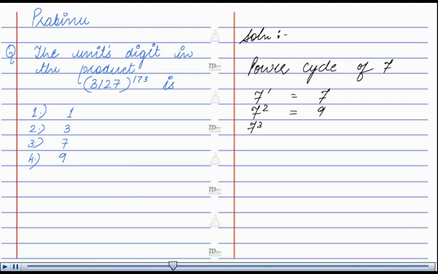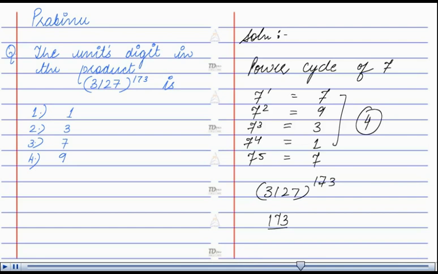7 to the power 3, units digit is 3, 7 to the power 4, units digit is 1, 7 to the power 5, units digit is 7. So, here the power cycle is of 4. Therefore, in 3127 to the power 173, we'll divide 173 by 4, which gives remainder 1. Therefore, we'll select 7 to the power 1 value. So the units digit is 7. So the answer is option number 3.